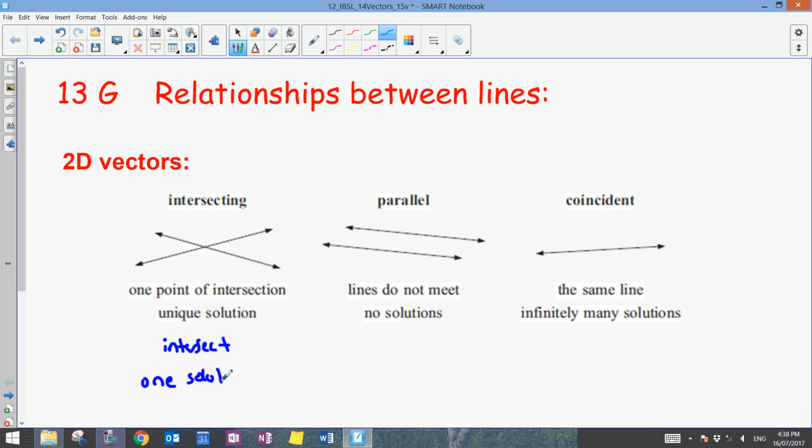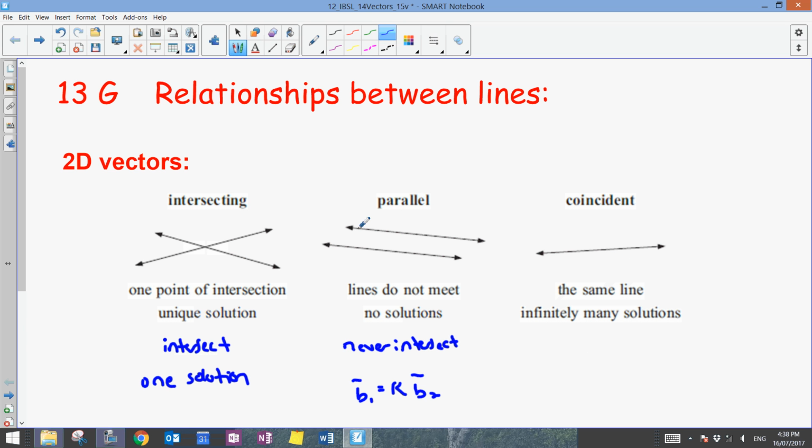If they wound up being parallel, they would have no solutions, so they would never intersect. And again, the way that we check parallel lines is if the first one is equal to the second one by a scalar. And then if they're coincident, they have infinitely many solutions, so every single point they would wind up sharing. So many, many solutions. And yes, we would be able to set them equal to each other.